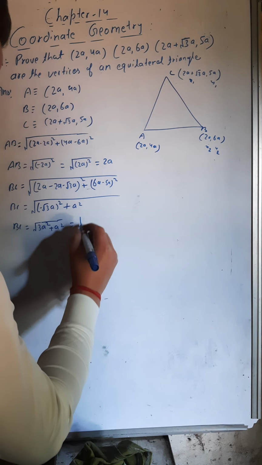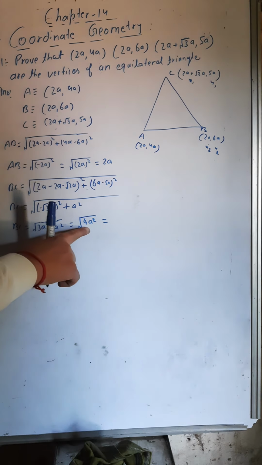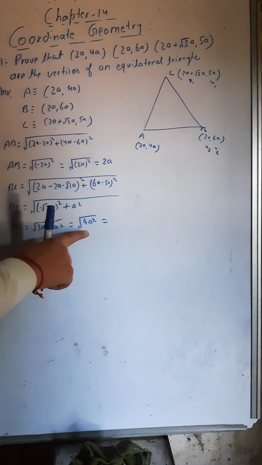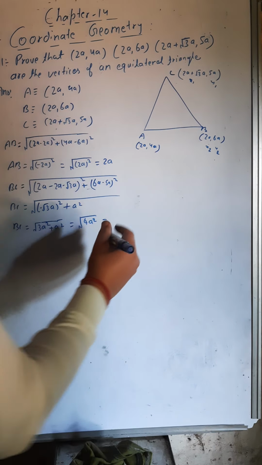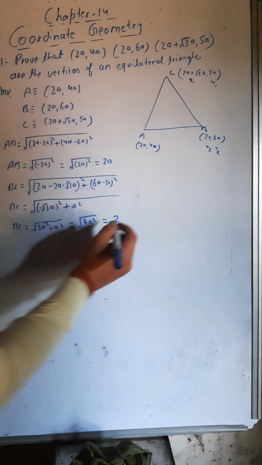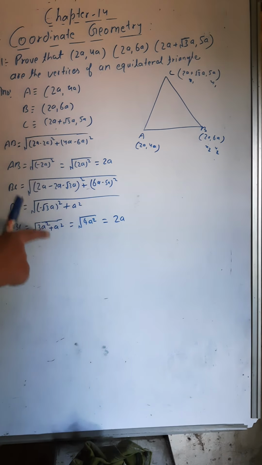So it has become the square root of 4a square. The square root of 4 is 2, and this is a square, so by this the square root has been removed and a will come out. So BC is coming how much? 2a. Getting this? Very good.